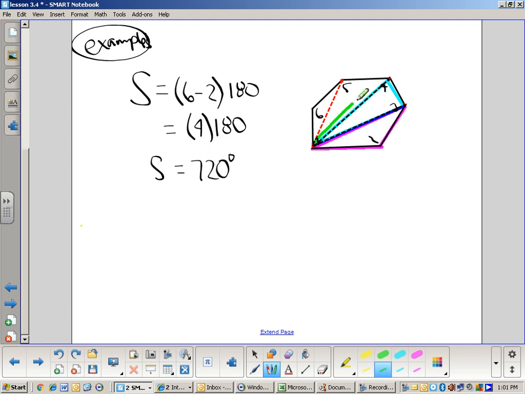This is 3. And this is 4. What's the measures of the 3 angles of a triangle? What do these 3 angles add up to? 180. What do these 3 angles add up to? 180.